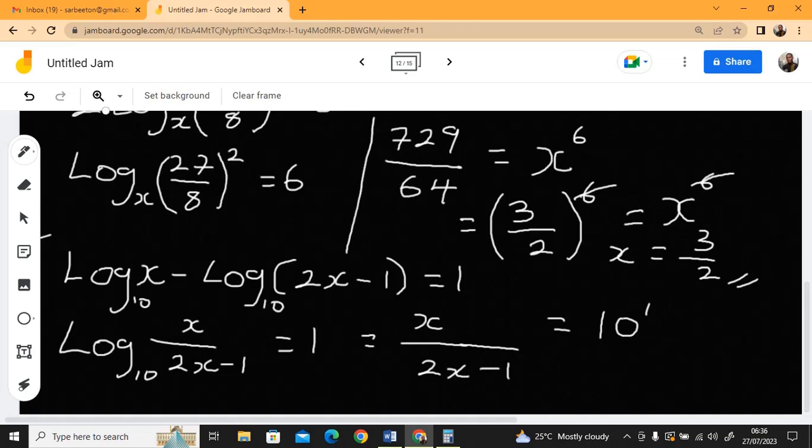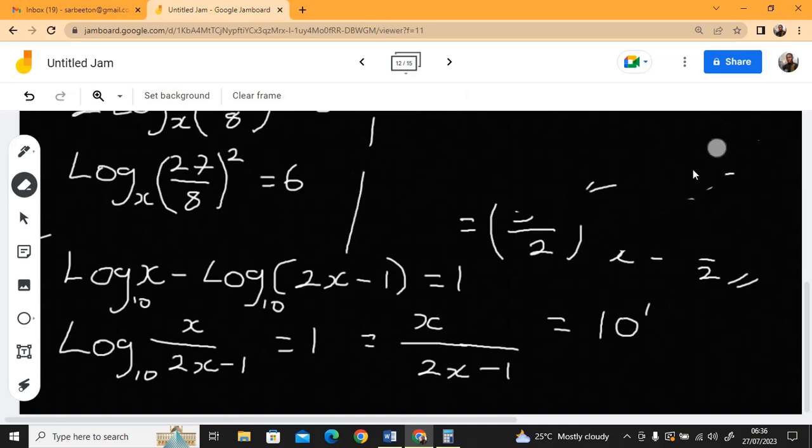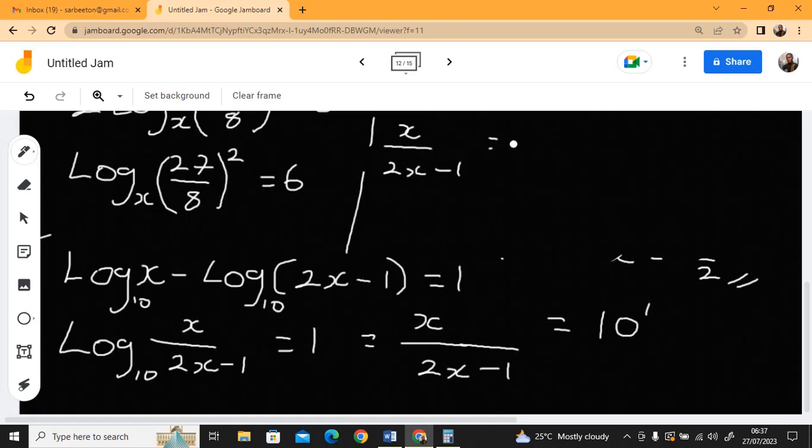So let me just clean this top number. I think I've copied this from right. You can pause the video and copy it first. I just want to clean this one so that you can have space to write. Now since 10 raised to the power 1 is 10, you have x over 2x minus 1 equals 10.